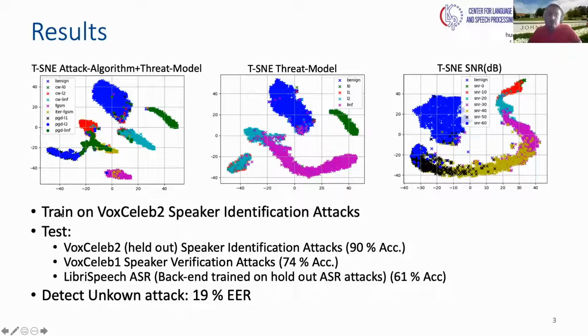Here, we train the embedding extractor on LibriSpeech speaker identification attacks and test on LibriSpeech speaker identification attacks with 90% algorithm classification accuracy. Also, on LibriSpeech speaker verification attacks with 74% accuracy and LibriSpeech speech recognition attacks with 61% accuracy. And finally, we experimented detecting attack algorithms not included in the training with 90% equal error rate.